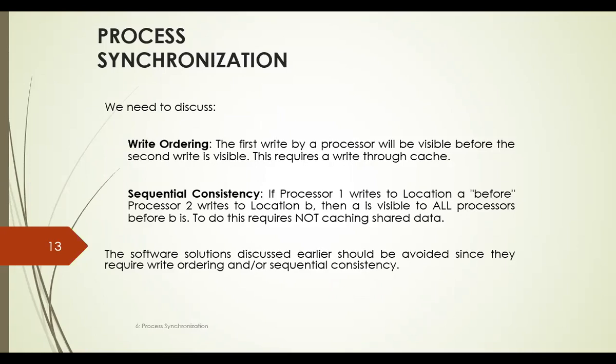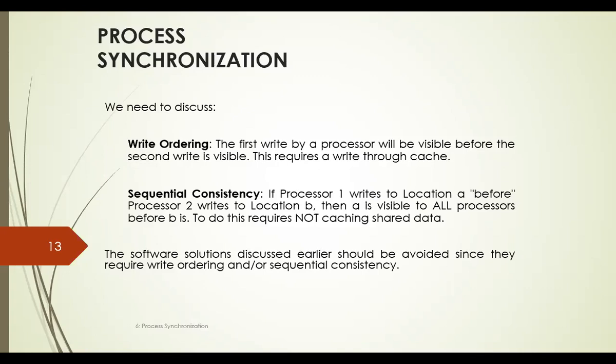Here, about write ordering: the first write by the processor will be visible before the second write is visible. This requires a write-through cache. Sequential consistency: if processor 1 writes to location A before processor 2 writes to location B, then A is visible to all processors before B is. To do this, do not cache shared data.